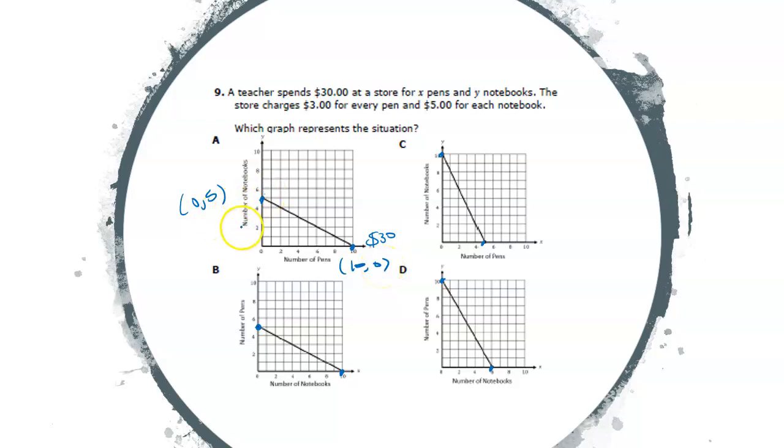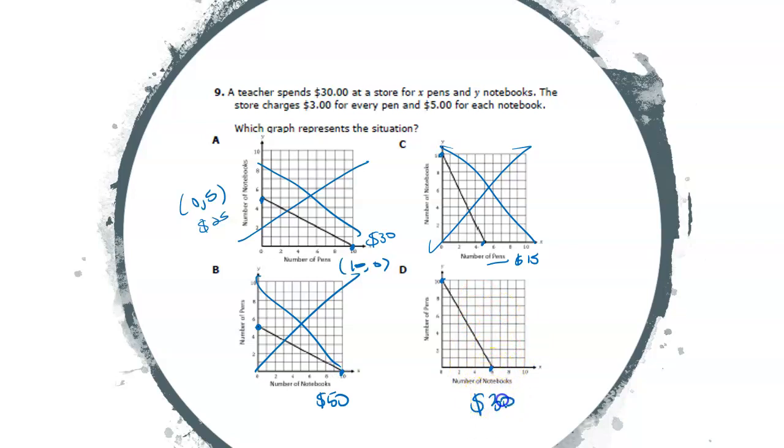On this one, for number of notebooks, it's 0 pens and 5 notebooks. 5 times 5 is 25, so this one doesn't work. Here, number of pens is at 5, so 5 times 3 is $15. Doesn't work. For this one, number of notebooks is 10. 10 times 5 is 50. Doesn't work. For this one, number of notebooks is 6. 6 times $5 per notebook is 30. Or I could get just 10 pens. 10 times 3 is 30. D.